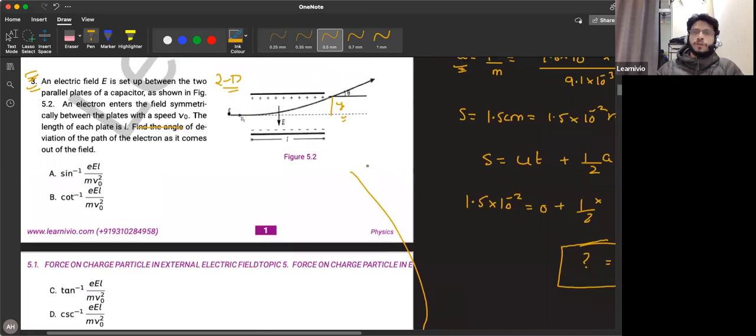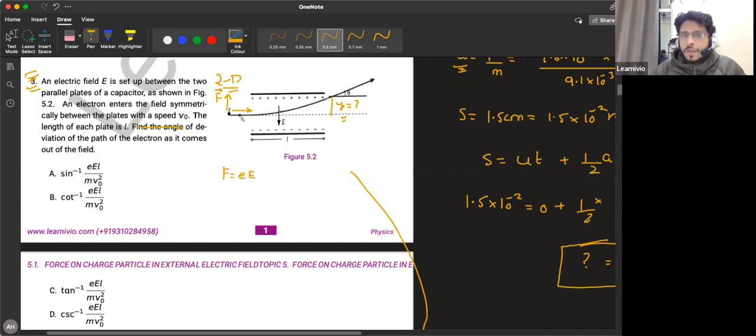Okay, so let's solve this question. You're supposed to calculate this y. So see, this is an electron. You projected this electron along the x-axis. The electric field is in the downwards direction. This electron will experience a force in the upwards direction. So the force that this electron will experience is equal to eE.